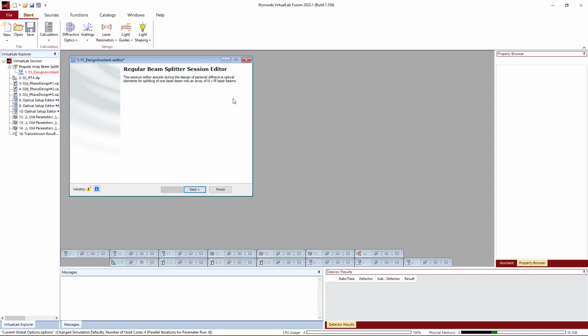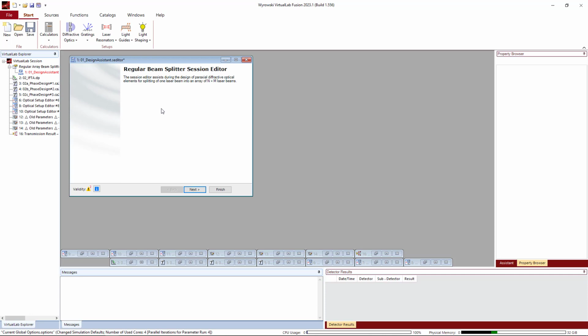For this example, because we're also going to be using that rigorous solver in the analysis step afterwards, in the second part of the example, we also need Virtual Lab Fusion Advanced. And then for the design part at the beginning, we need the Diffractive Optics Toolbox Silver Edition, because that carries the design algorithm IFTA, the Iterative Fourier Transform Algorithm, that we're going to use for the design.